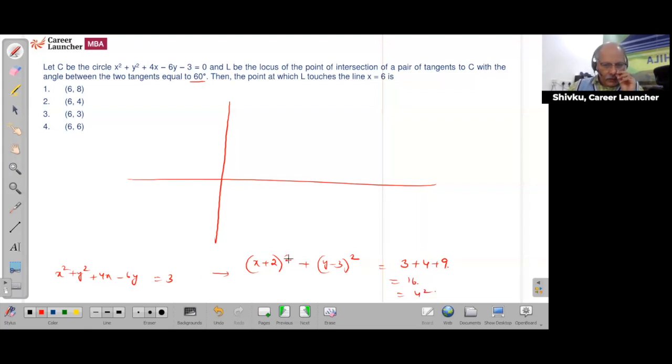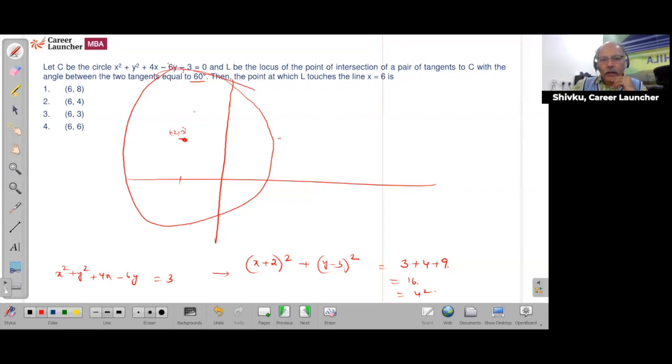What does this mean? This is a circle whose center is minus 2 comma 3, the x coordinate is minus 2, and the y coordinate is 3. So this is where it is. And the radius is 4. So this is minus 2 comma 3. So the radius is 4, so it will obviously pass through 7. It's a circle like this. Okay. Now we are looking at this circle. We have got tangents, the two tangents are always making an angle of 60 degrees.